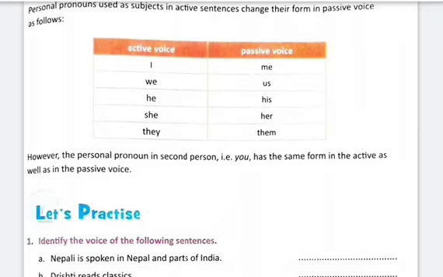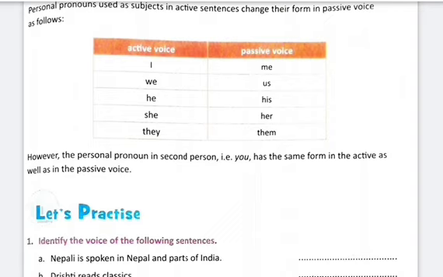Active voice and passive voice. Personal pronouns used as subject in active sentences change their form in passive voice. See the chart. I in active voice, in passive it will be me. We in active voice will change to us in passive voice. He will change to him in passive voice. In active voice, if it is she, in passive it will be her. Active voice they, in passive them.